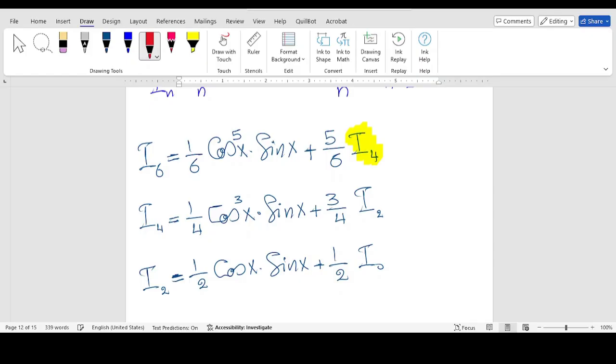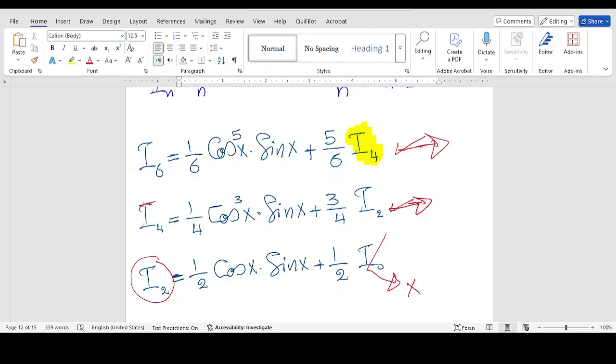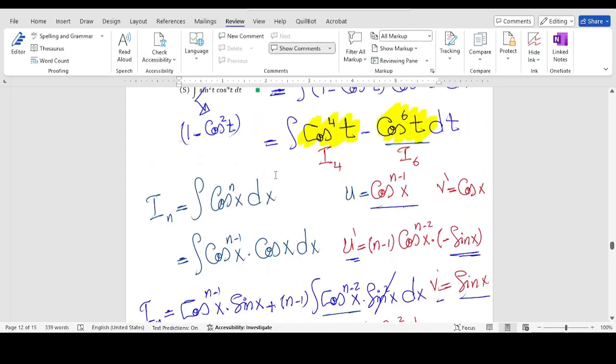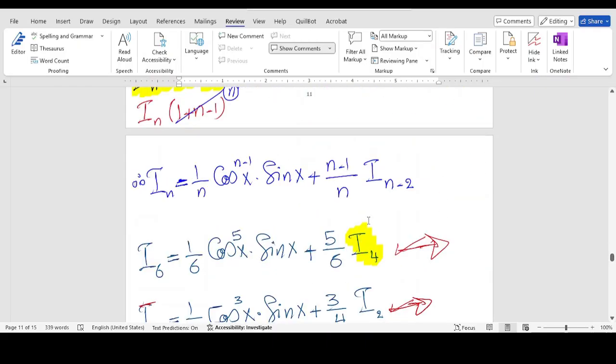Okay, what is I naught? This is simply x. So now we have I4 and I6. Substitute with this I2 to get the complete form of I4, and substitute with I4 in I6 to get a complete form for I6, and then substitute with this I4 and I6 in the integral. Here is the place for I4, here is the place for I6. Okay, another problem.